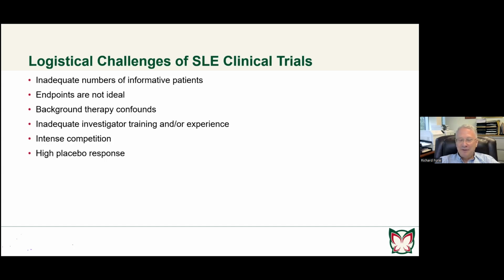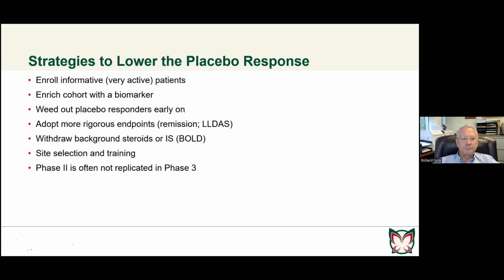There are many companies pursuing TYK2 inhibition. There are many pursuing inhibition of the interferon pathway. So we've never seen this before. If you go back to the 1990s when we first started studying these novel therapies for lupus, there were just 2 companies. And as I mentioned, the placebo response rate has been our major nemesis for the last 25 years.